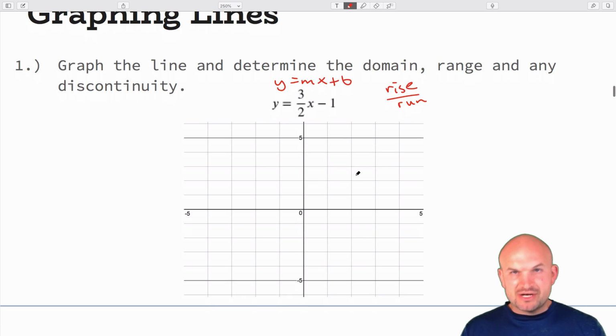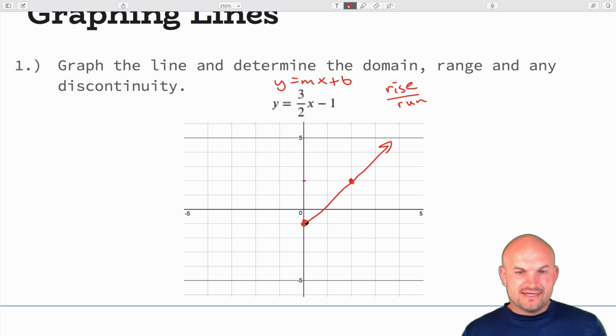I don't want to get too much into graphing the lines. Hopefully that's something you remember. Here, the y-intercept is going to be -1 on the y-axis, and that's going to tell us to rise 1, 2, 3 over 2 units. All we need is really 2 points to go ahead and draw the graph.